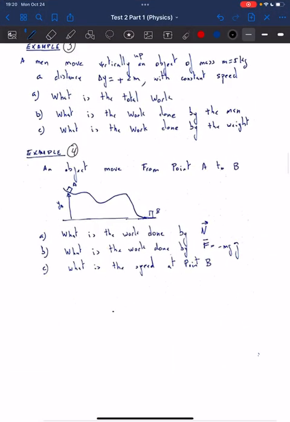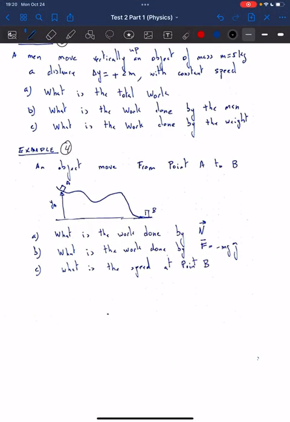Now we're gonna do example 4. It says an object moves from point A to point B as represented there. Point A, as you can see, has kinetic energy, it will be moving down. B will be potential energy. So part A asks: what is the work done by N, the normal force?